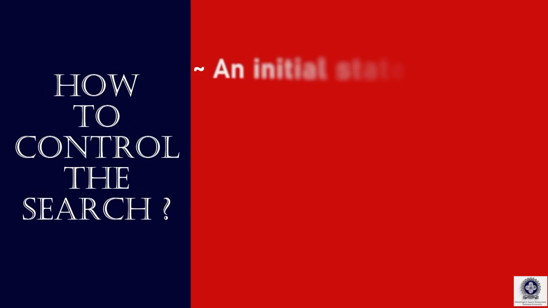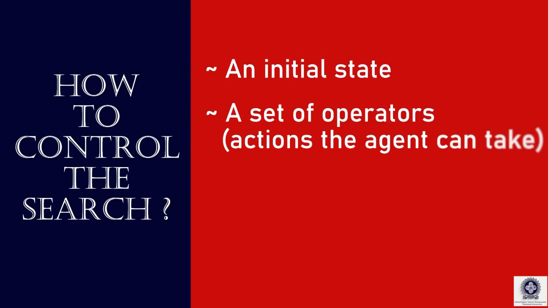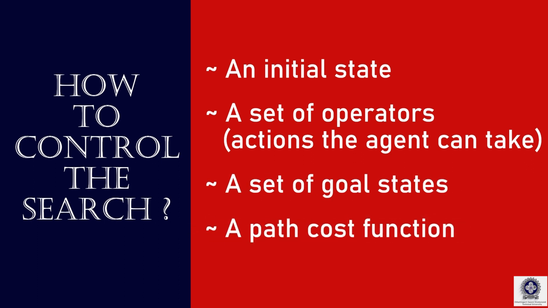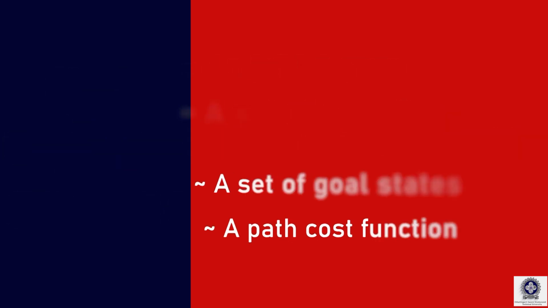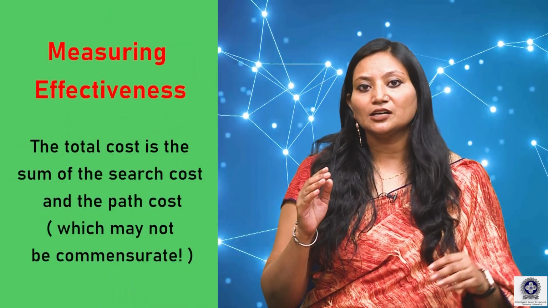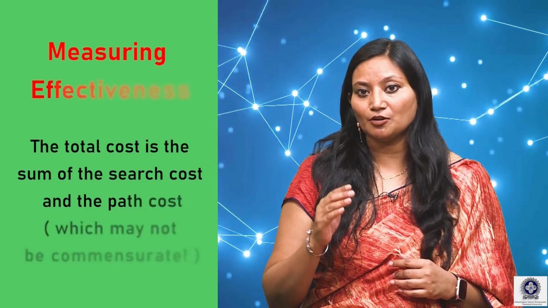How to control the search? An initial state where the problem starts. A set of operators, meaning actions the agent can take. A set of goals where the problem ends. A path cost function which determines how much cost that node contains. Measuring effectiveness: the total cost is the sum of search cost and the path cost, which may not be real.